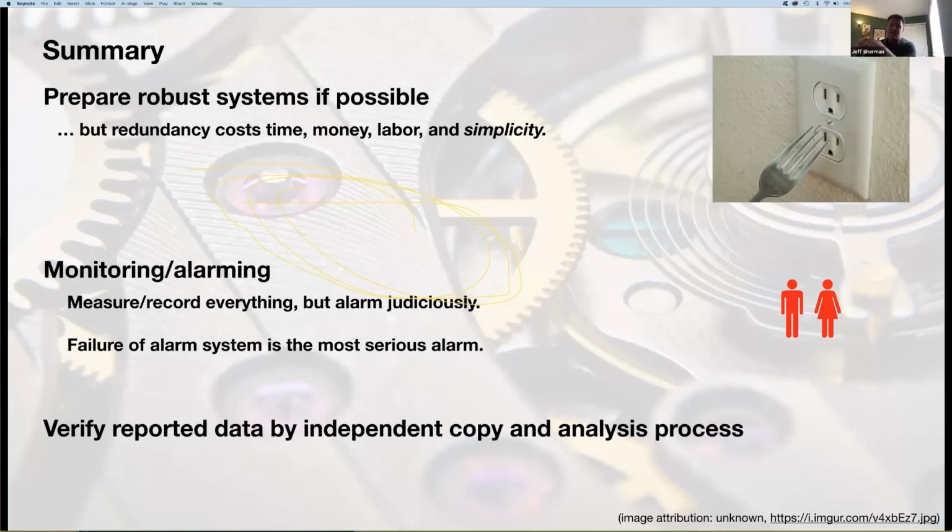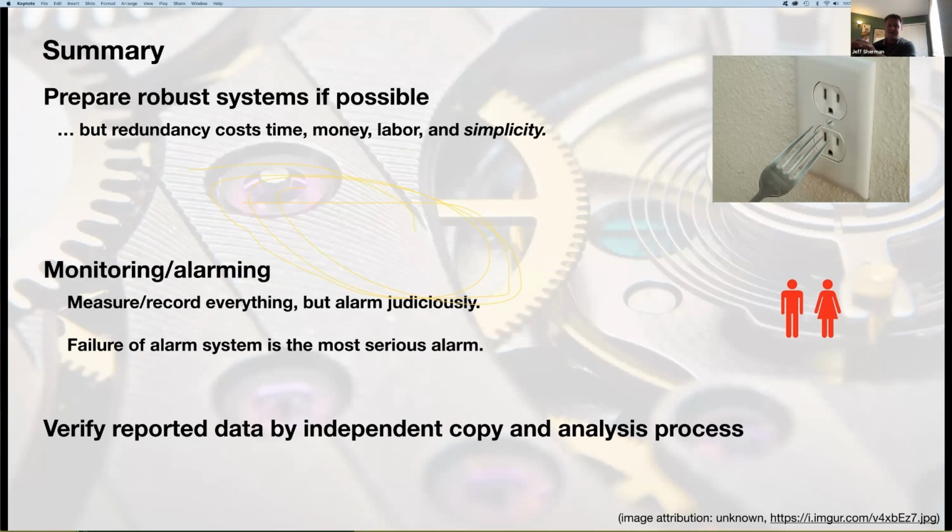So in summary, we try and prepare the most robust systems we can, but we appreciate that adding redundancy costs. It costs money, it costs time, it costs labor, and crucially, it costs simplicity. These systems can become an infinite Rube Goldberg machine of headaches. We tend to try and measure and record everything, but we are very careful with what we alarm. It's very expensive to wake up a human at 2 a.m. So we try and do that at the minimum level.